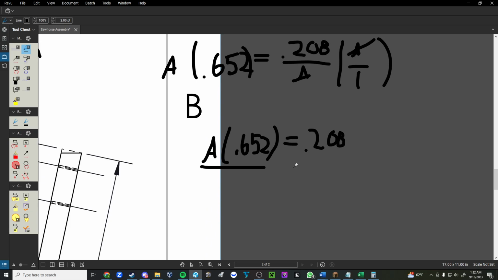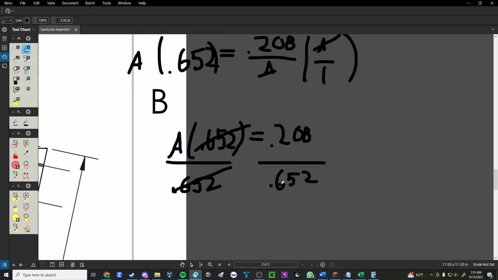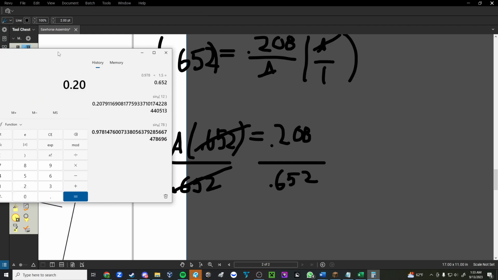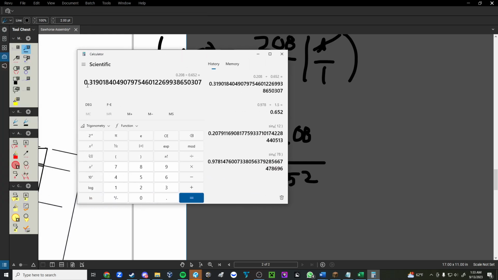Alright. So here I'm isolating A. In this step of the process, I just got rid of the fraction. 0.652. Here we go. Alright, these cross out. We're left with A on the left side, and on the right side we have 0.208 over 0.652. Pull out that calculator again. 0.208 divided by 0.652, and we're left with 0.319.